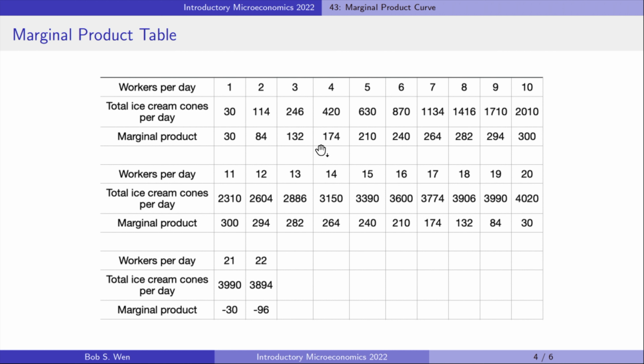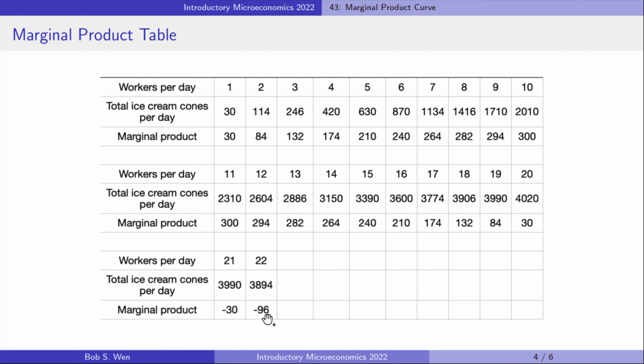We can continue calculating the marginal product of labor as the firm employs more and more workers. The table shows that initially the marginal product of labor increases until it reaches the highest level, and then it decreases towards 0. It even becomes negative as more and more workers are employed.